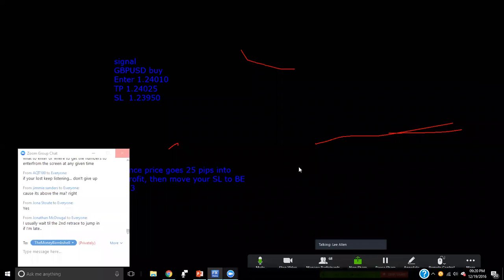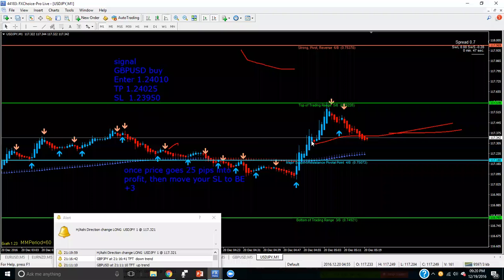Say for instance, we got in, we waited on a retrace, and then we get in, and we're like, woo, we're going to go, go, go. And then it stops. Well, you don't have these lines right here on yours, so you don't have any clue why it stopped. Oh my gosh, look, it's going the other direction. Well, this is called support and resistance. It's called a ceiling and a floor.